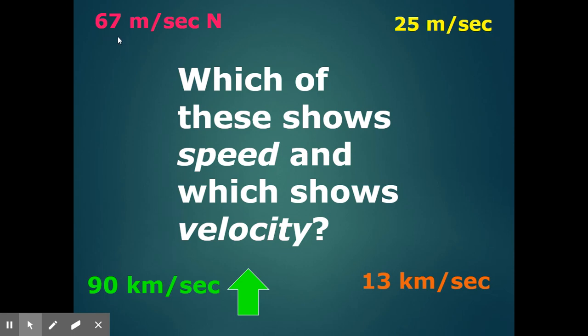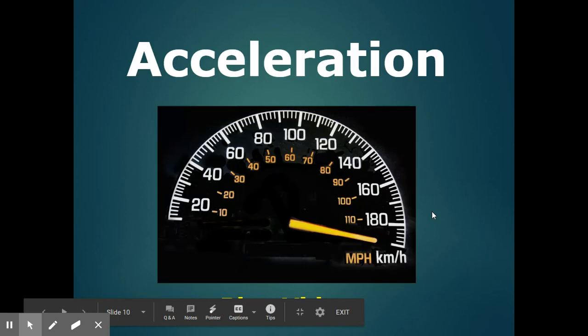This example, 67 meters per second north, would be velocity because it's giving you speed, 67 meters per second, with a direction, north. Down here, 90 meters per second, but they're giving you an arrow, a vector, which indicates direction. So this would be an example of velocity. 90 meters per second, we can say up, or we could say north. 13 kilometers per second, an example of speed. Acceleration.